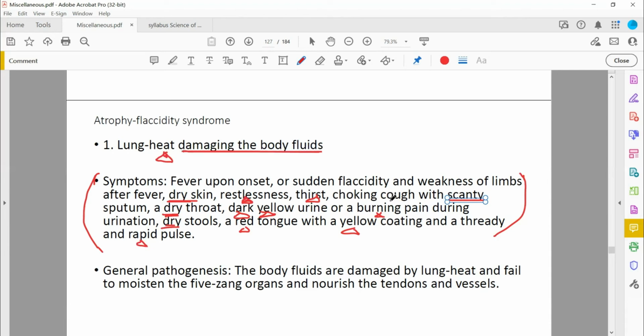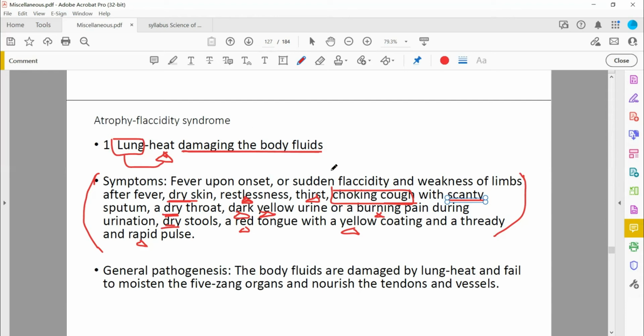And the lung: there's choking, cough. So restlessness, yellow, red, burning tell you there's heat. Where is the heat? From the cough, we know that's the lung. So together it will be lung heat, then dry, damaging the body fluids.